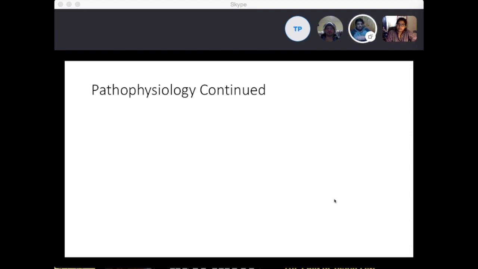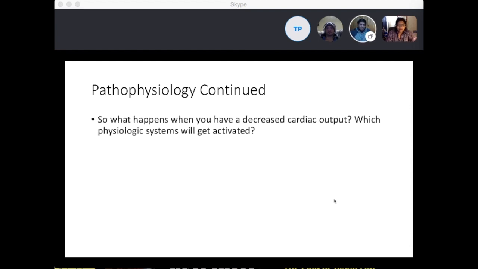All right, so we're going to come back to pathophysiology. As quick as that. Sorry, I'm getting ahead of myself. So what happens when you have a decreased cardiac output? Because in heart failure, the biggest thing that you're going to see is a decreased cardiac output. So what systems are getting activated to push the cardiac output when you see it low?